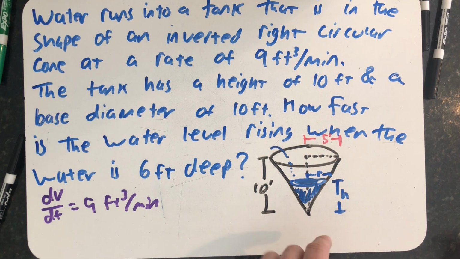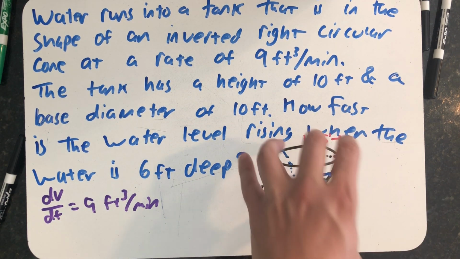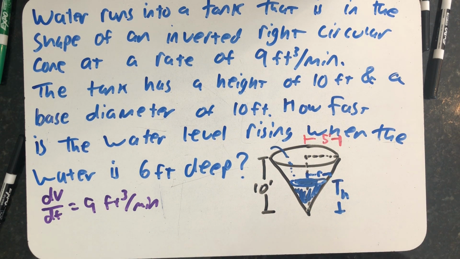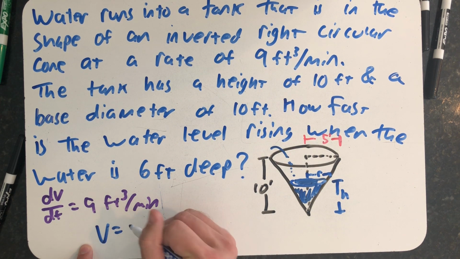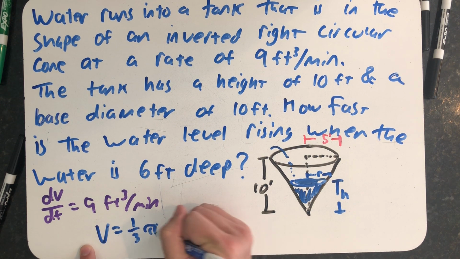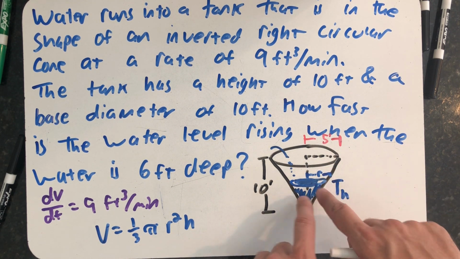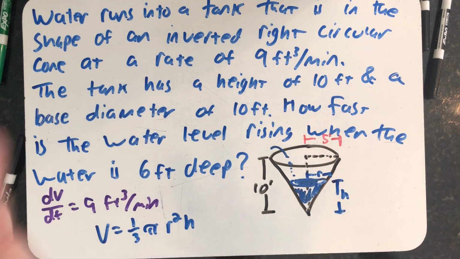Well, one nice thing, because my tank is an inverted right circular cone, the shape the water makes in the bottom is also an inverted right circular cone. So I'll write down an equation for the volume of the water. The volume of the water would be 1/3 pi R squared H. That's the formula for the volume of a right circular cone. But I want to point out when I write that down, I'm talking about this R and this H. I'm talking about just the water, not the tank itself.